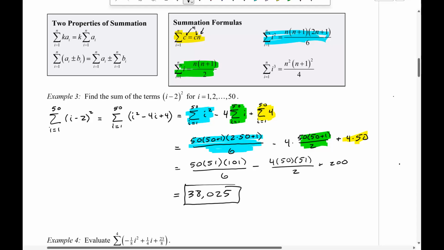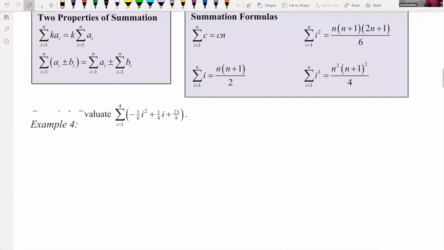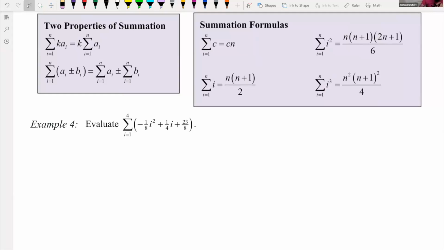Let's go to example 4. So the first thing we're going to notice is that we have three terms that are being added up. And so we're going to go ahead and use this property here to split it up into three summations. But then we're also going to use this property here to rewrite it, factoring out all the constants. Okay, so that means we're going to get something like this.